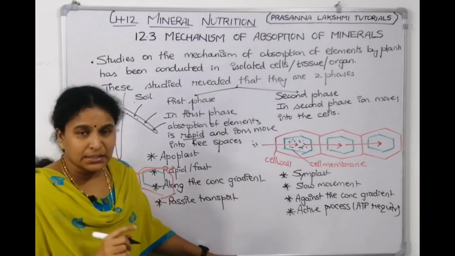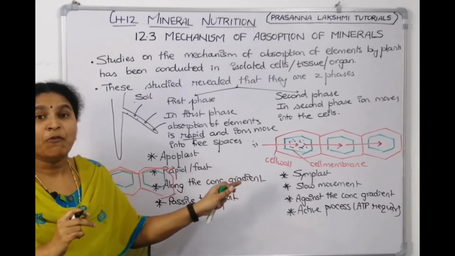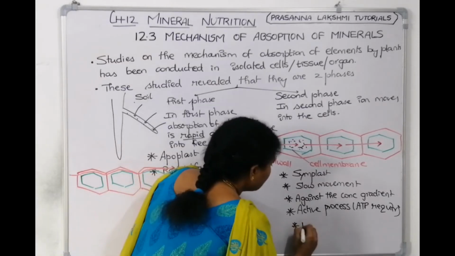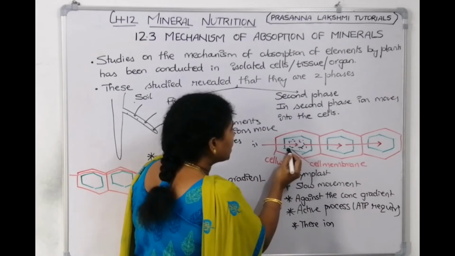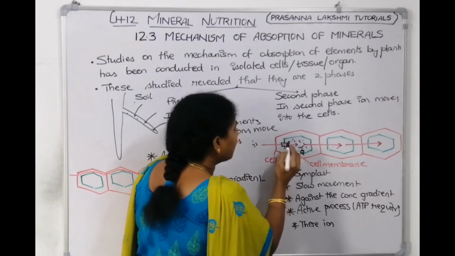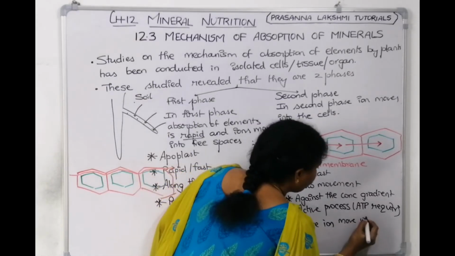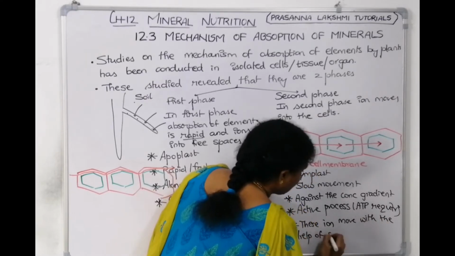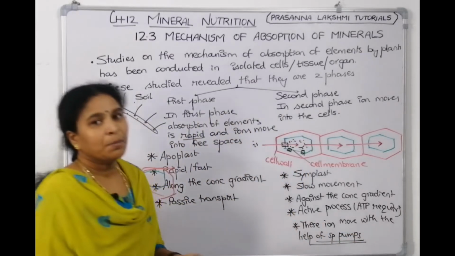Energy requirement is there, and these ions are moving with the help of pumps, with the help of transmembrane proteins, we can tell. So how are these ions moving? On the membrane, there are some transmembrane carriers, some specific carriers. With the help of the carriers they are moving. These ions move with the help of special pumps. Active transport uses a special pump.